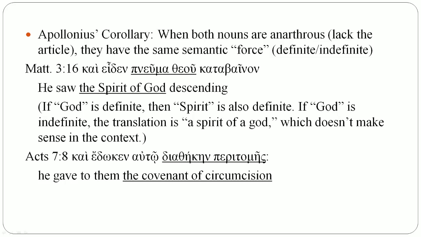Probably the more useful rule is this: you have Apollonius's rule, and then you have the corollary to the rule, kind of another way of stating the premise. The corollary says that when both nouns are anarthrous, in other words when they lack the article, they have the same semantic force. So that's what we just said. They have to be both definite or both indefinite. You can't have one and the other.